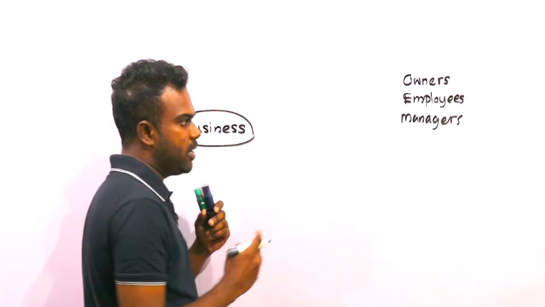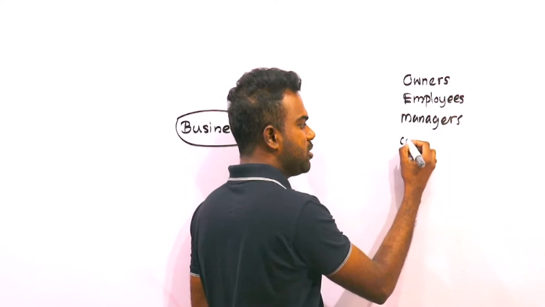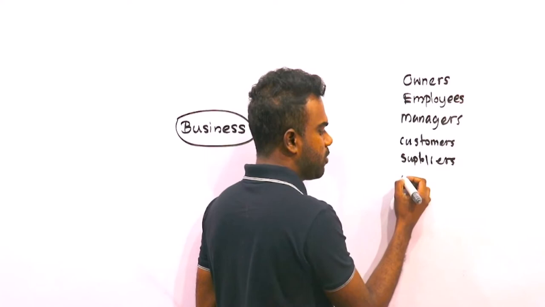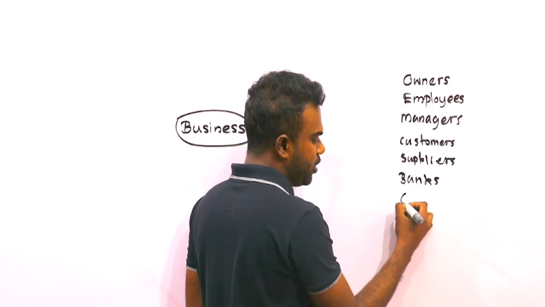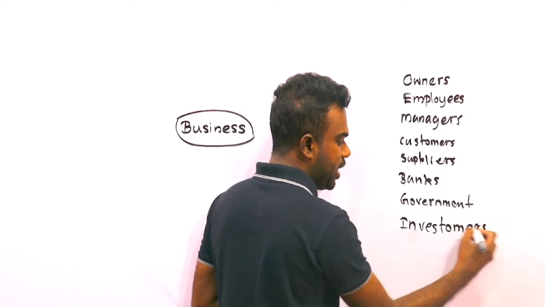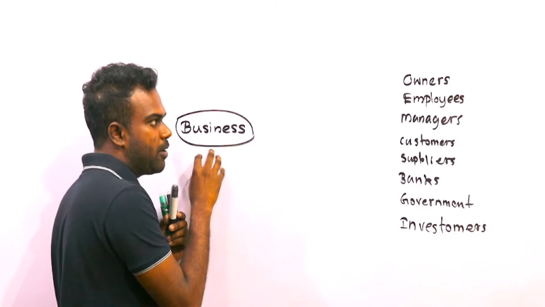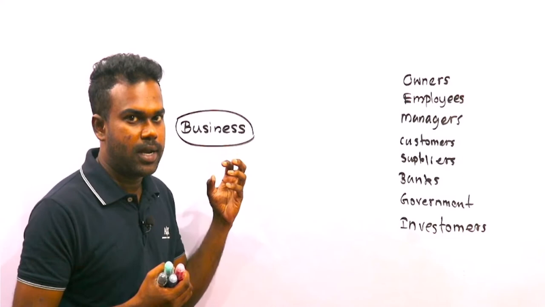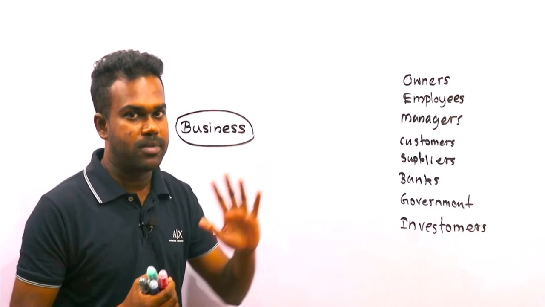And also there are so many parties outside, like customers, suppliers, banks, government, and investors. There are so many people looking at the business and concerned about the business activities. They have so many expectations and different kinds of purposes. So actually they want to get decisions.